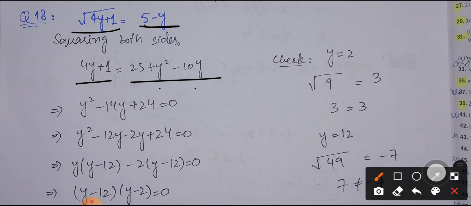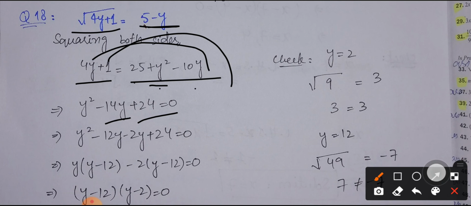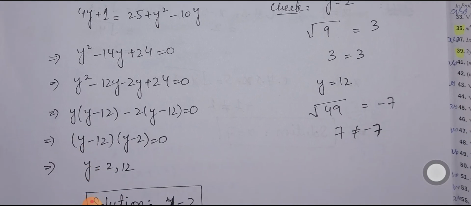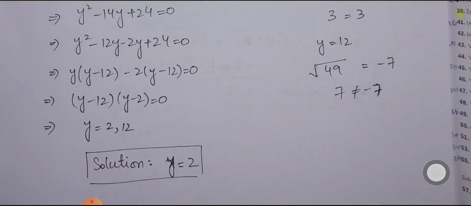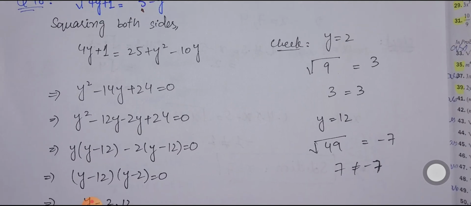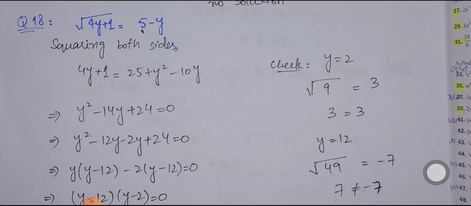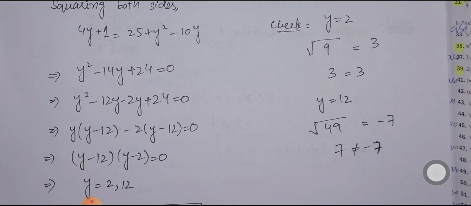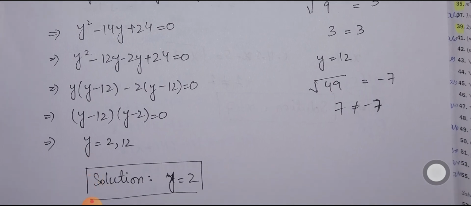Now we are having a quadratic equation, and how I have constructed this: I have shifted 4y on this side and 1 on this side, and hence we get y square minus 14y plus 24 is equal to 0. This quadratic equation could be solved by using factorization, completing the square method, or the quadratic formula, but I have chosen factorization here. y is equal to 2 and 12. Now obviously we have to check the solution as well. For y is equal to 2, the equation is satisfied, but for y is equal to 12 the equation is not satisfied. That's why only y is equal to 2 is the solution for the given equation.